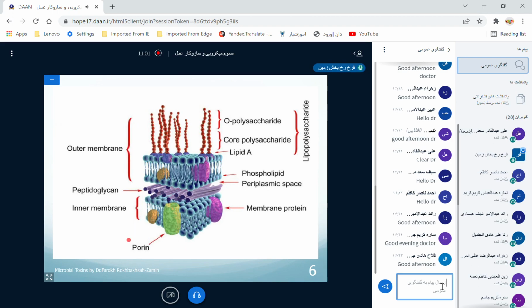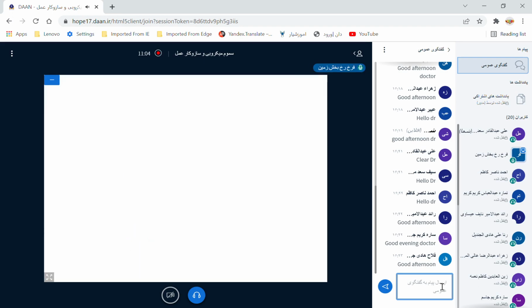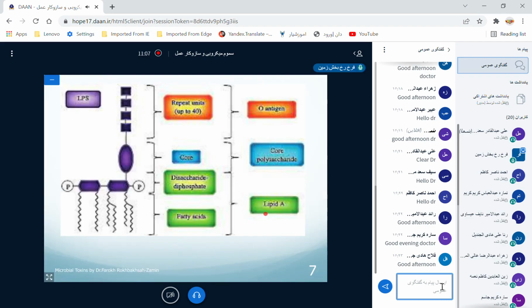Again, we showed you the appearance of gram-negative cells. Lipid A consists of fatty acids and phosphorylated glucosamine disaccharides. Toxicity is related to this part. And the other parts are the core polysaccharide and repeating units, or O antigen. In total, we call this figure lipopolysaccharide, LPS.